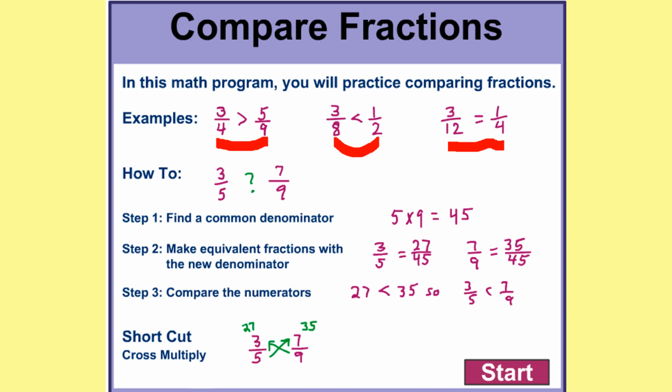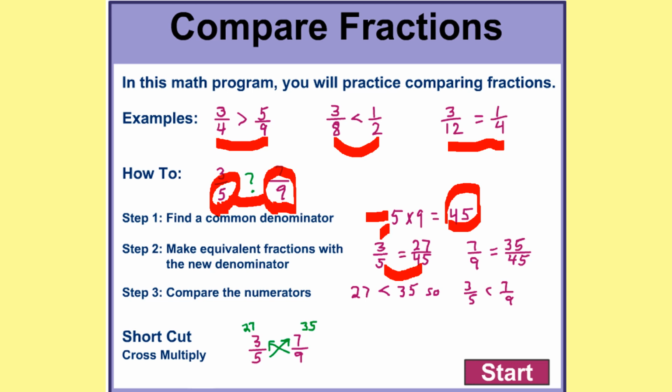But what about this? 3/5 versus 7/9. As you can see, ninths are not the same as fifths, so you can't directly compare them. You need to make the denominator, the number underneath, the same. An easy way to do that is just to multiply them. So 5 times 9 is 45. Now 3/5, 5 times 9, we got 45. So you do the same to the bottom as the top.